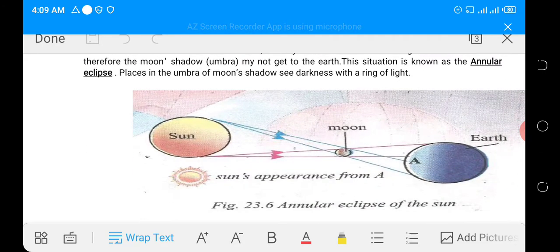Yes, you can see that rays of light, after they've passed through the moon and the moon has blocked some of it, then before getting to the earth, the rays intersect. And people on some part of the earth, like part A, which is in the umbra of the moon shadow, now see a ring-like darkness which appears like a ring of sun, and that is what we call annular eclipse of the sun.